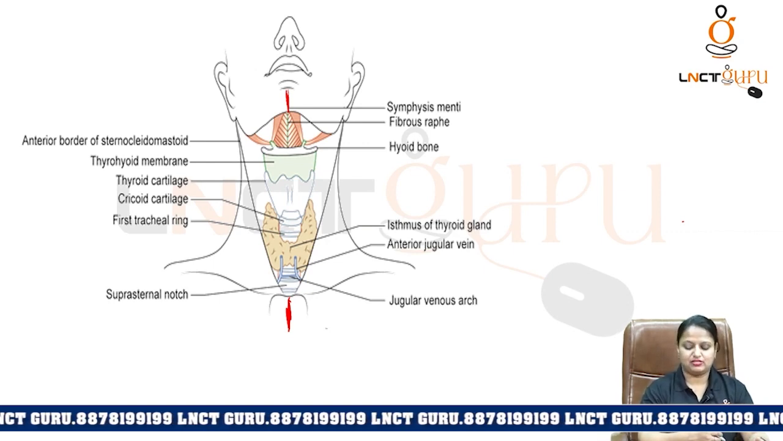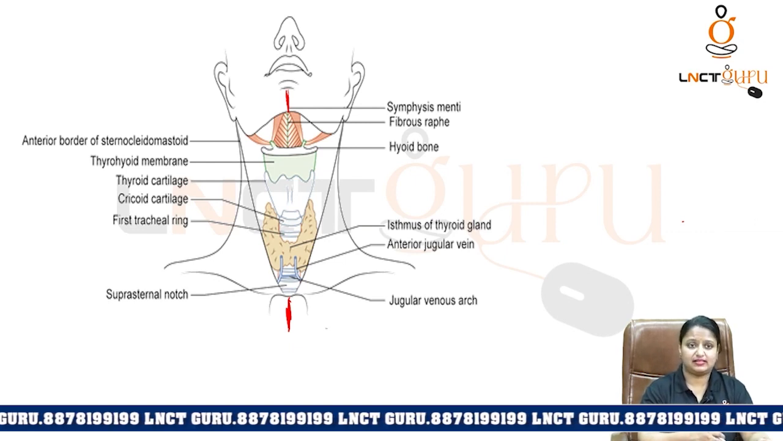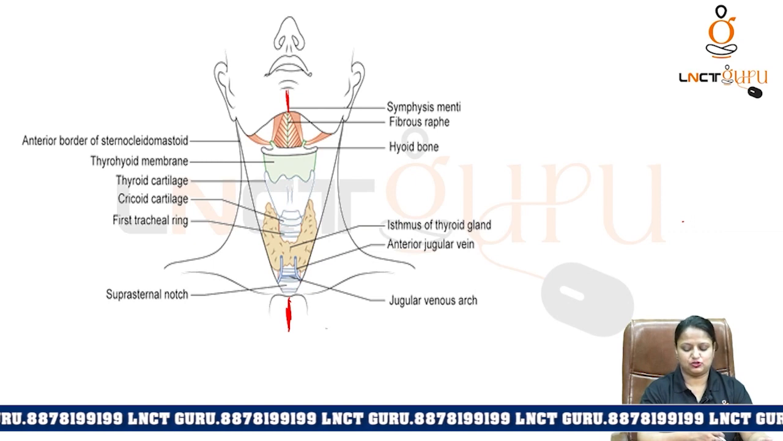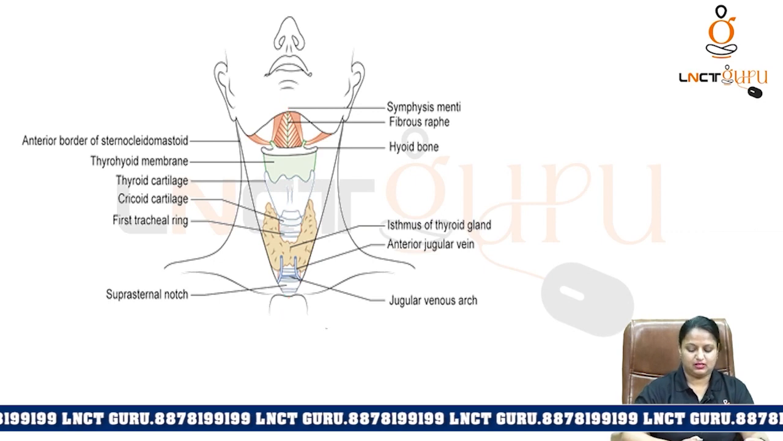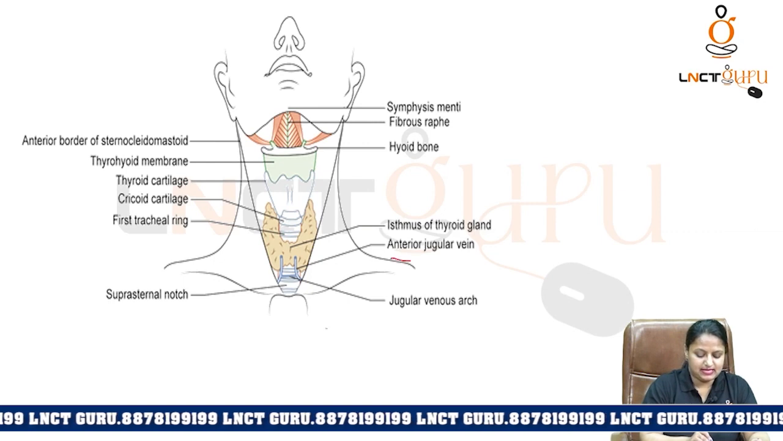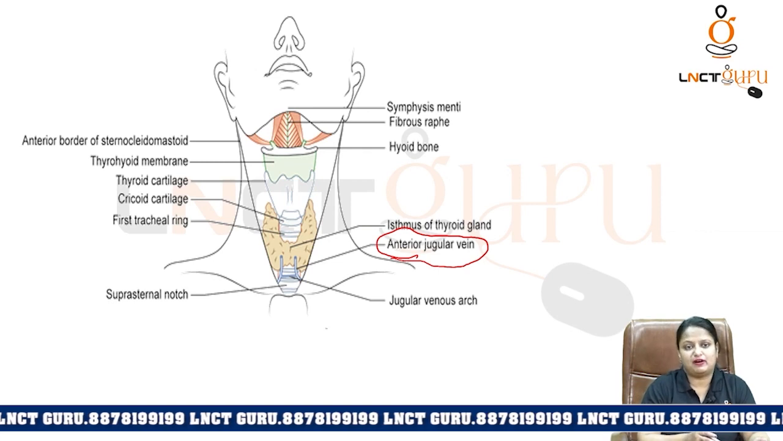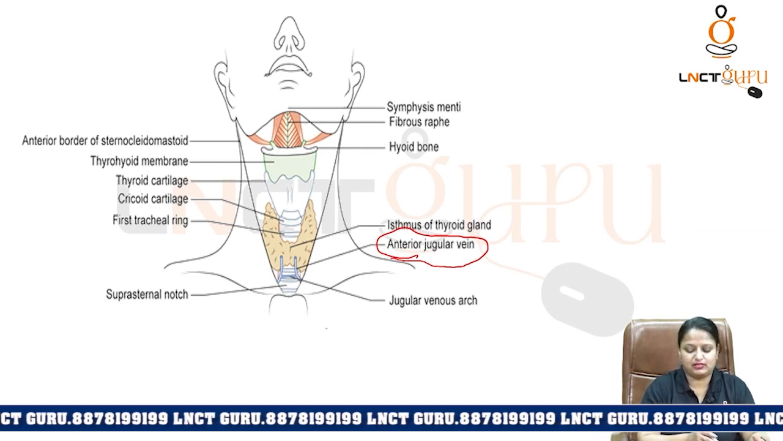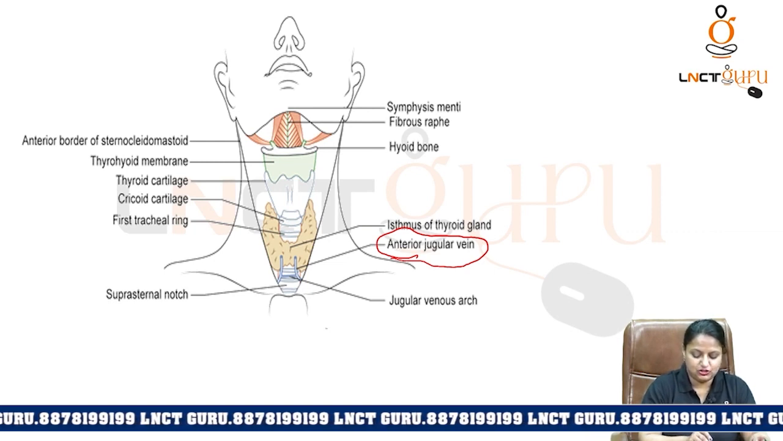Now first is skin, second is superficial fascia. What will be present in the superficial fascia? Platysma. The muscle starts from here, platysma. And then you can see here, this is the anterior jugular vein, just above the suprasternal notch.